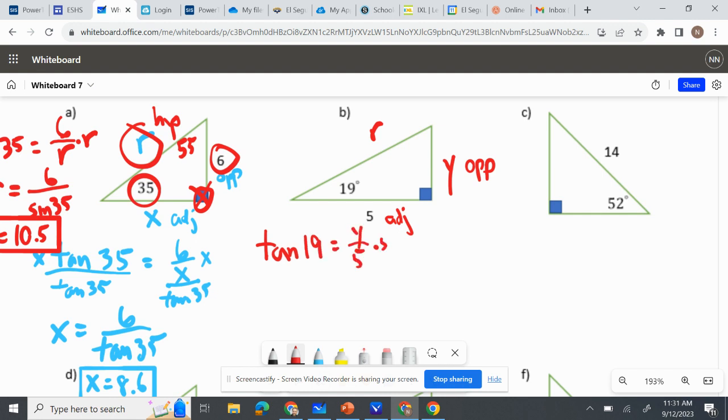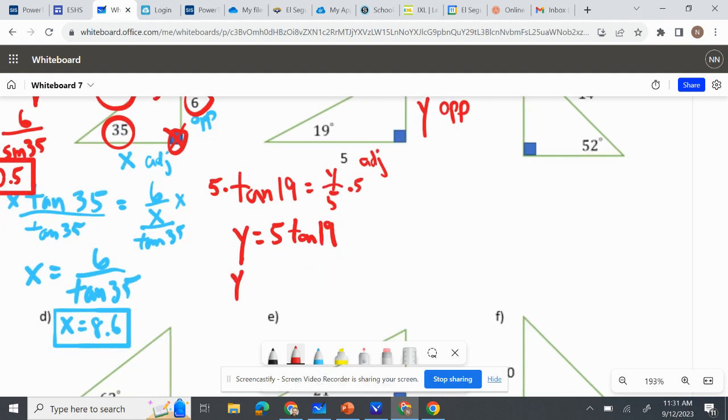I'm going to multiply each side by 5. Notice that I'm multiplying in this case. Whenever my variable is on top, I multiply. Whenever my variable is on the bottom, just like the last two, I'm dividing. So I have y is equal to 5 tangent of 19. So you're going to go 5 times tangent of 19, or some calculators 5 times 19, then you hit tangent, then you hit enter. And so my y value is equal to 1.7.